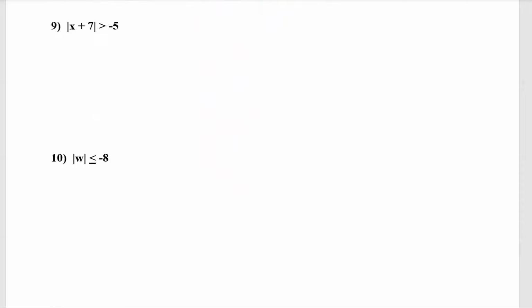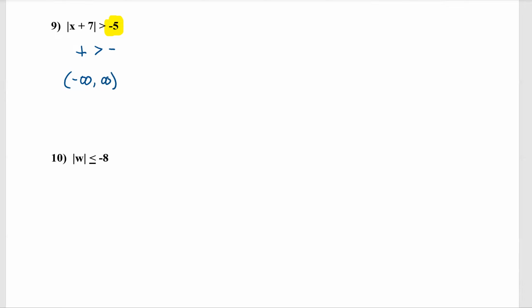All right, number 9. Remember our original definitions said that k had to be positive. Well, k is not positive. K is a -5. So if what's coming out of an absolute value is always positive, when is a positive greater than a negative? Well, a positive is greater than a negative all of the time. So that's why our answer is all real numbers, negative infinity to infinity.